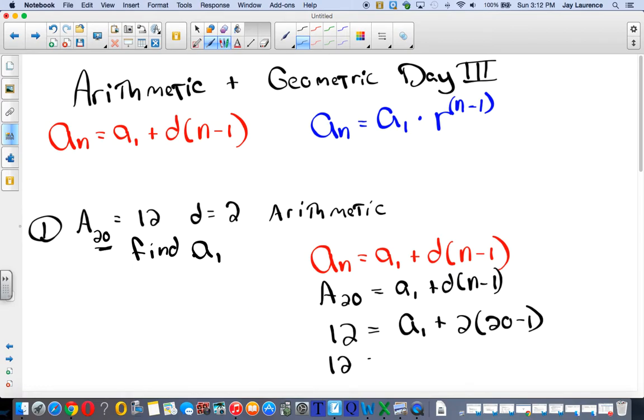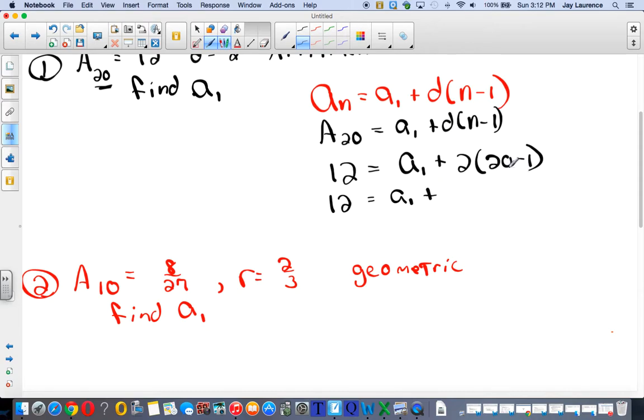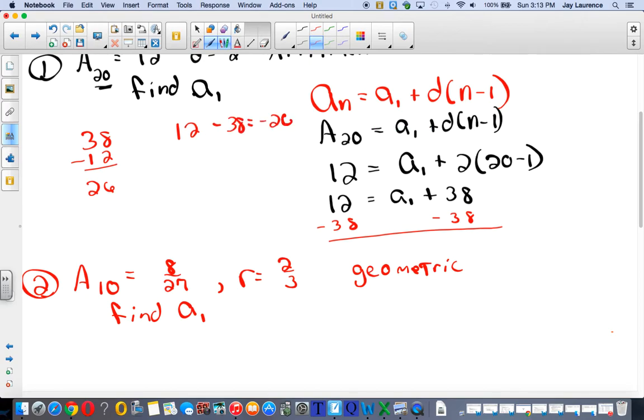So I've got 12 equals a sub 1 plus, and 20 minus 1 is 19. 19 times 2 is 38. Now I have a one-step equation. I'm just going to subtract 38 from both sides. And, you know, this should be easy by now. 38 minus 12 is 26. Therefore, 12 minus 38 must be negative 26. And so a sub 1 is going to equal negative 26.